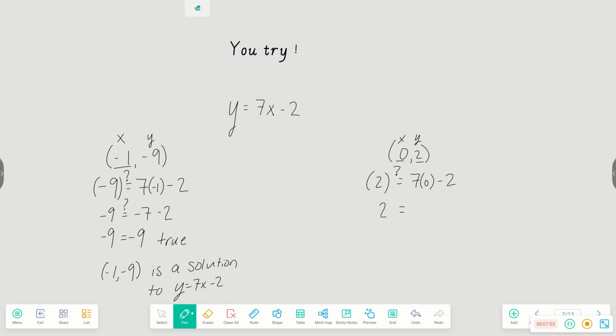This side, we just have 2. On the other side, I have 7 times 0, which is 0, and then we have a minus 2. And 0 minus 2 is just -2. This is not a true statement. This is false. And I have to put the not equal to here. I just can't leave it like that. So I would say that 0, 2 is not a solution to y equals 7x minus 2. And that would be my conclusion.